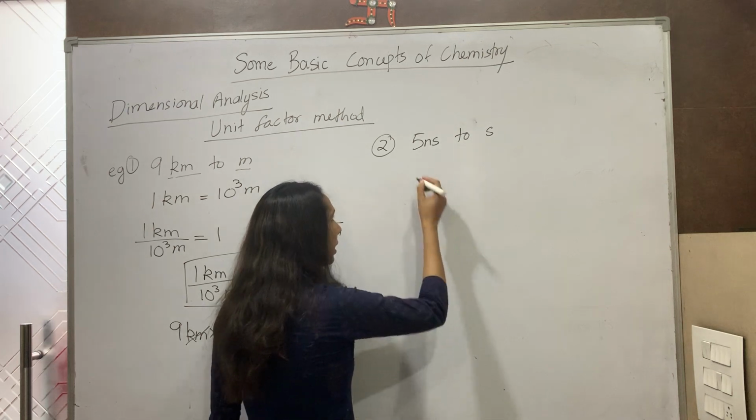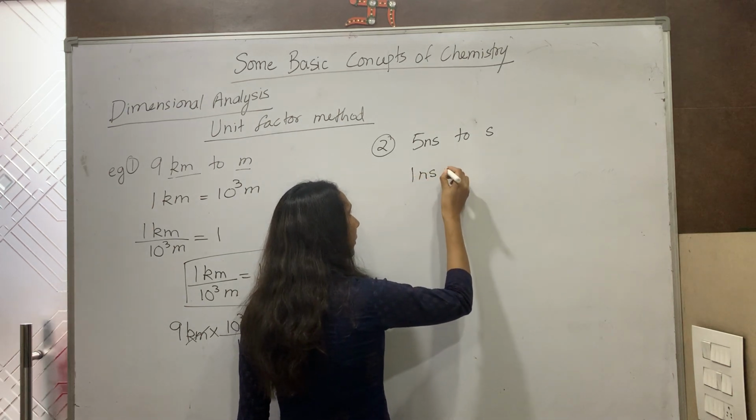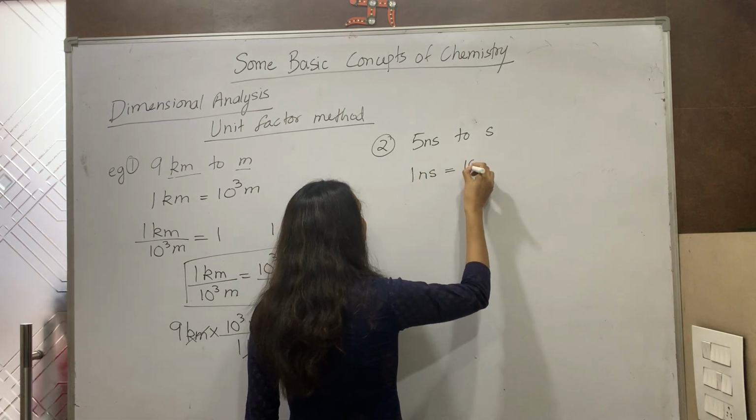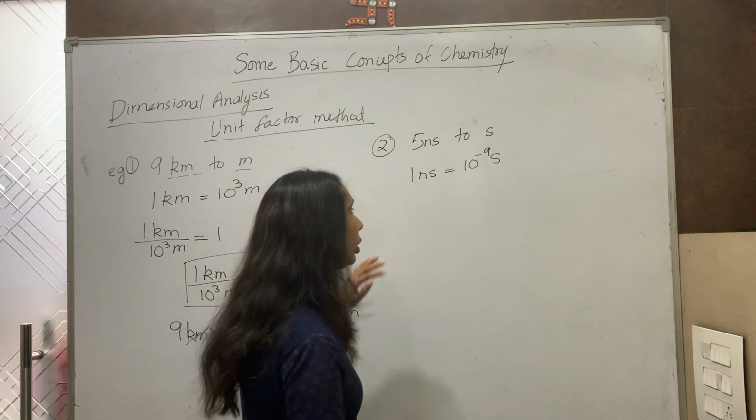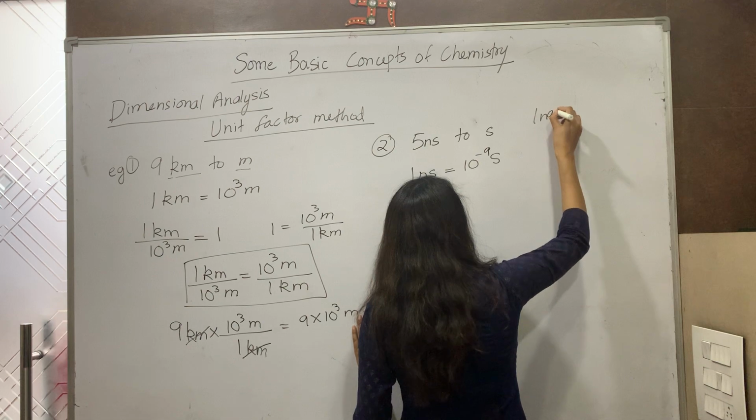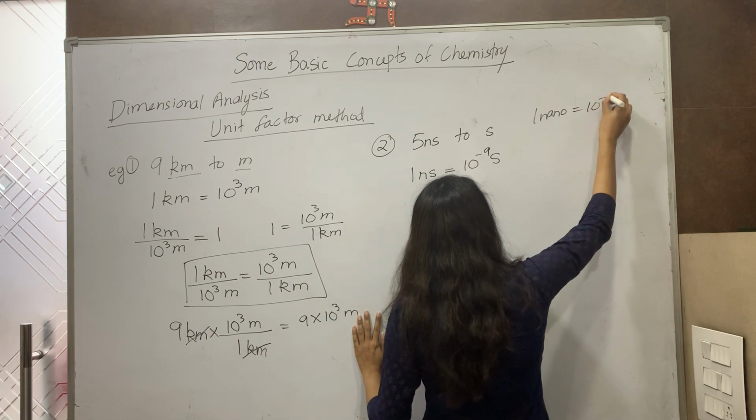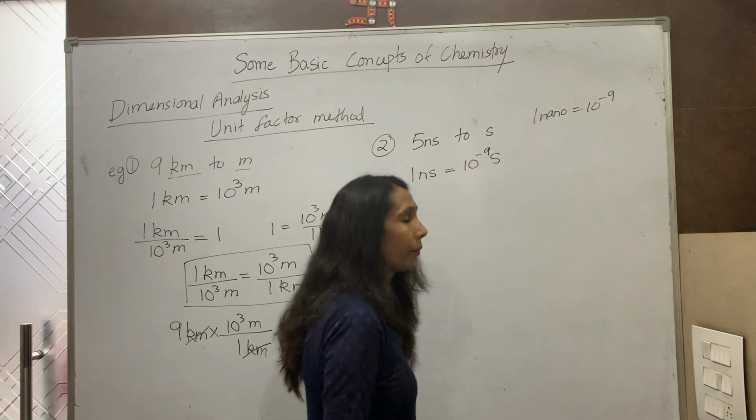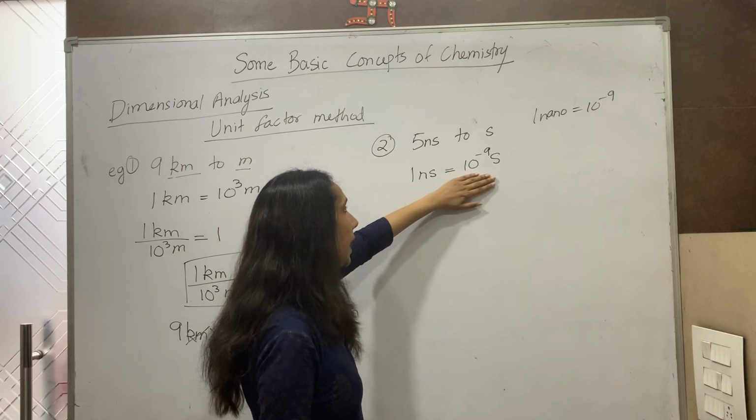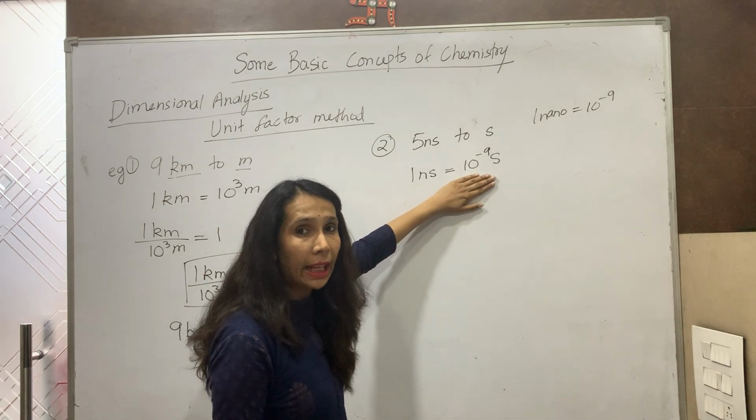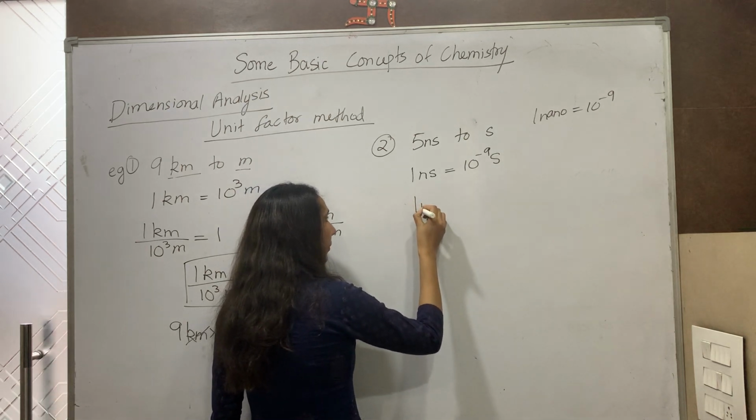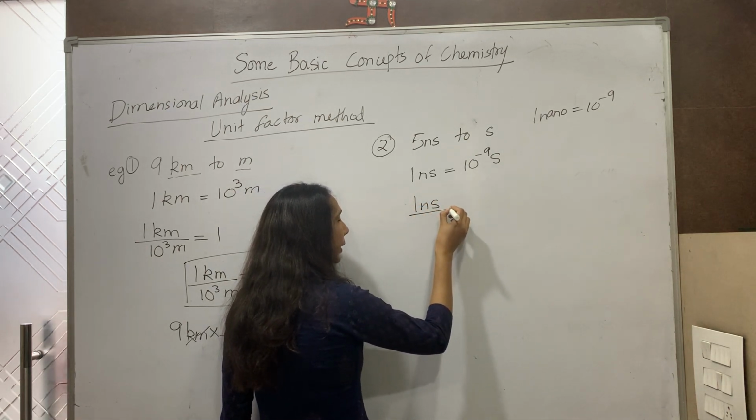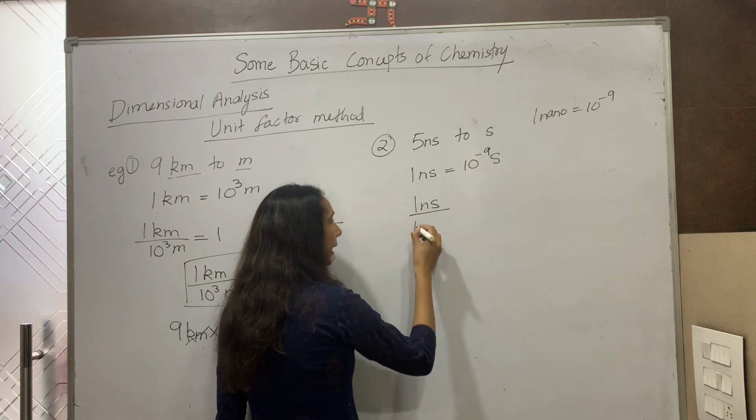The relationship is 1 nanosecond is equal to 10 to the power minus 9 second. Actually, 1 nano is equal to 10 to the power minus 9. So I can say 1 nanosecond is equal to 10 to the power minus 9 second. I can make the unit factors. How I can make the unit factors? I can take this side.